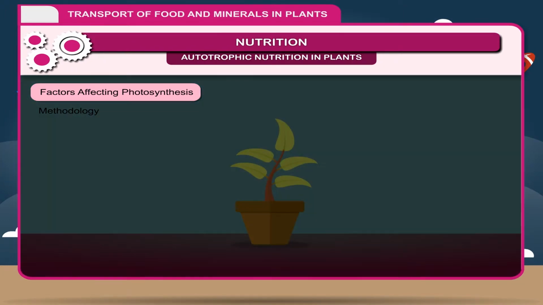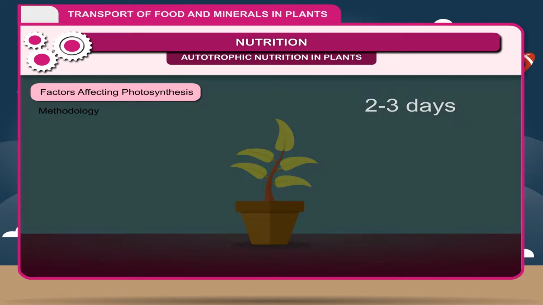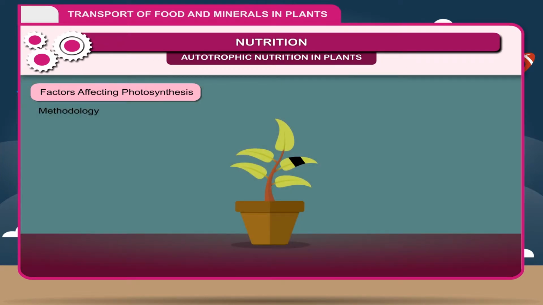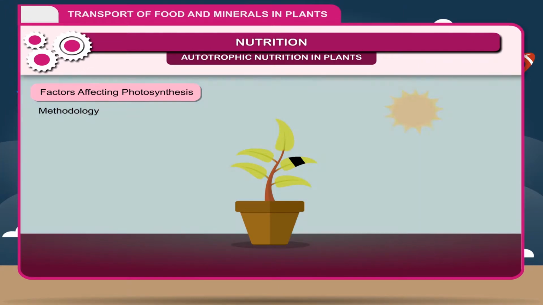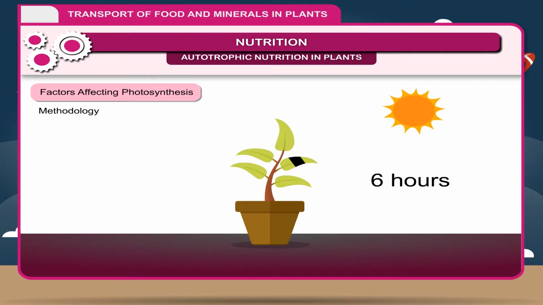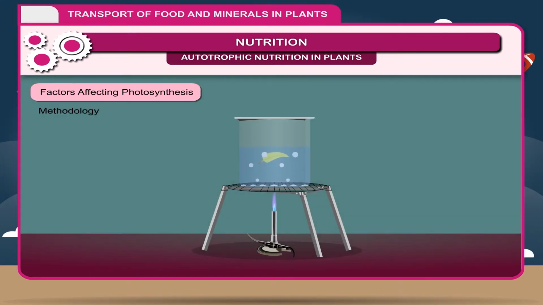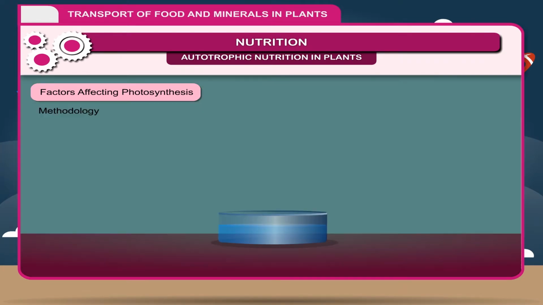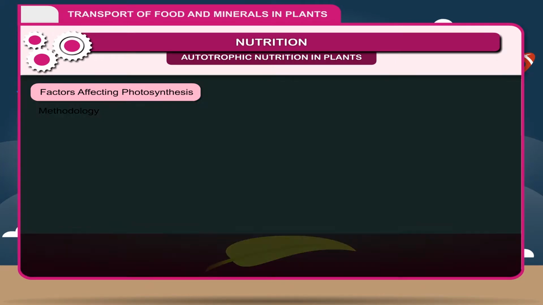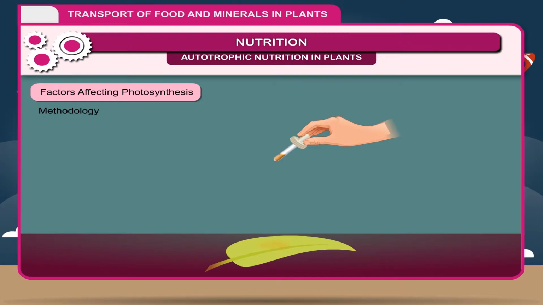Methodology. Keep the plant in a dark place for 2 to 3 days for destarching. Partly cover the leaf with black paper so that sunlight does not reach the leaf. Keep the plant in light for 6 hours. Pluck the leaf from the plant. Remove the chlorophyll from the leaf by keeping it in boiling water. Wash the leaf in fresh water and spread over a dish. Spread a few drops of iodine solution over the leaf.